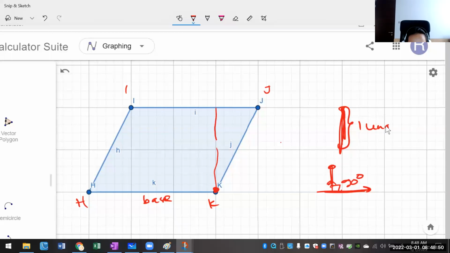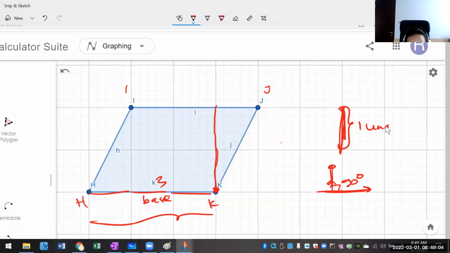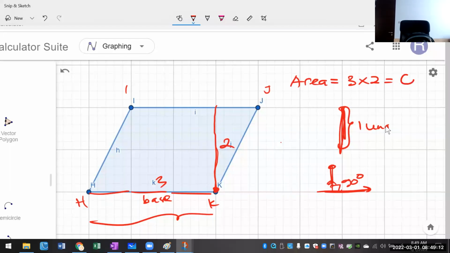Oke, sorry ya, gambarnya agak lurus. Ini berapa nih panjang garis merah ini? Kalau tadi ini 3 ya? Iya, 1, 2, 3. Berarti tingginya berapa? 2. Berarti areanya berapa? 3 kali 2. 3 kali 2 sama dengan 6. Nah, gitu. Oke, thank you ya.